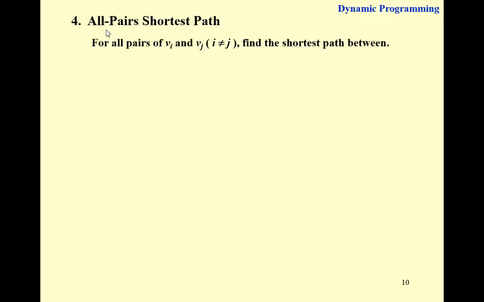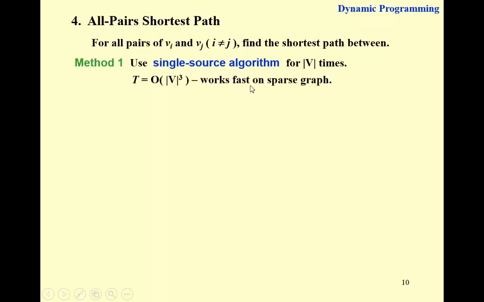So our fourth example is the all pairs shortest path problem. That is to find the shortest path between all pairs of vertices. In the fundamental course, we have studied Dijkstra's algorithm for finding the shortest path from a single source. And certainly we can apply Dijkstra to every vertex as a source V times, right? That is okay if the graph is sparse.